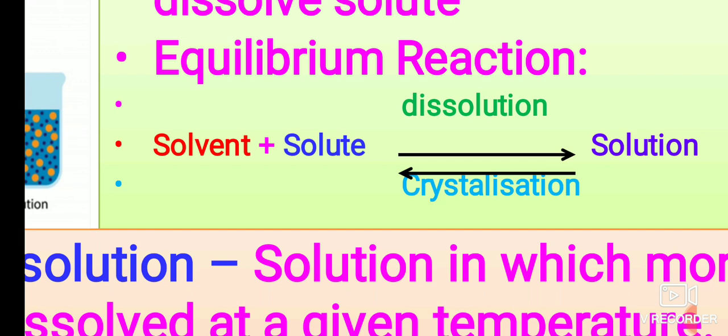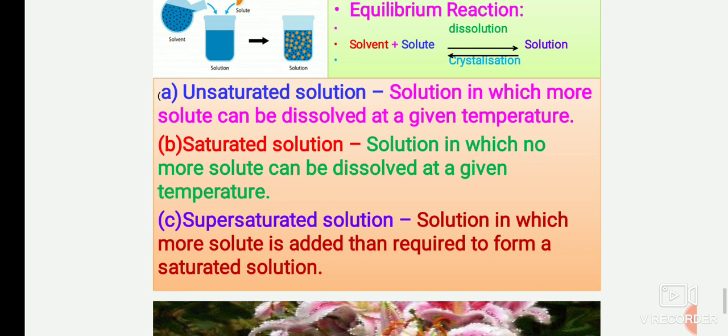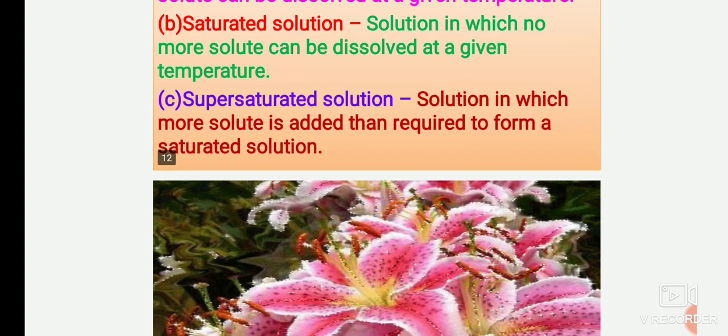If the amount of solute is less than the saturated solution, then the solution is termed as unsaturated solution. And if the amount of solute is more than the saturated solution, then the solution is supersaturated solution.